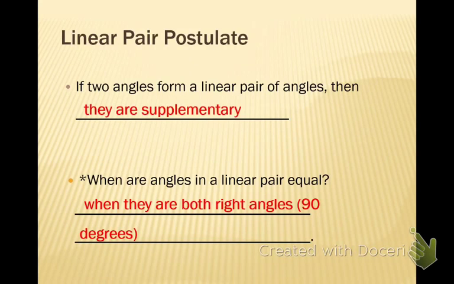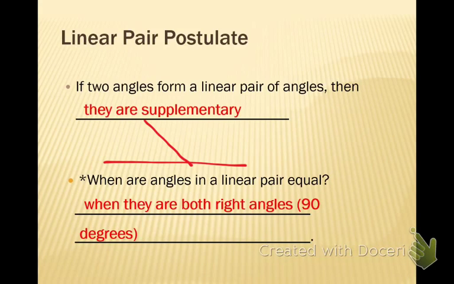A linear pair looks like this: if I've got a line and an angle that splits the line, that's a linear pair. If we drew it, it would look like that. That's a linear pair. These two angles make a line.